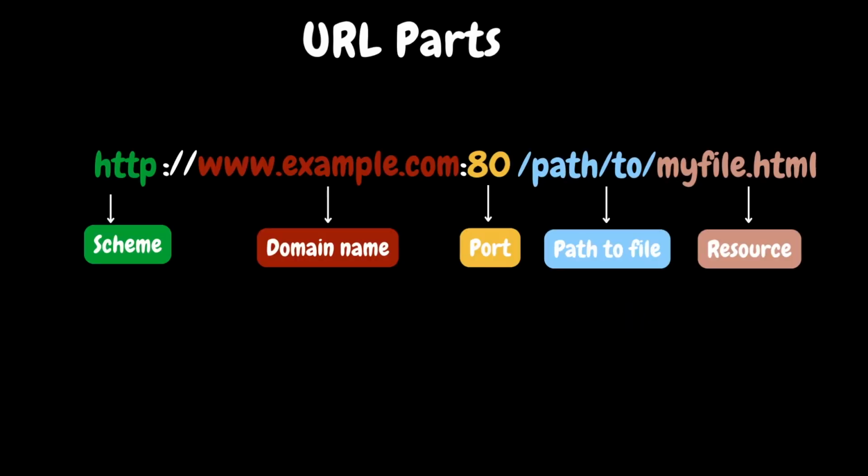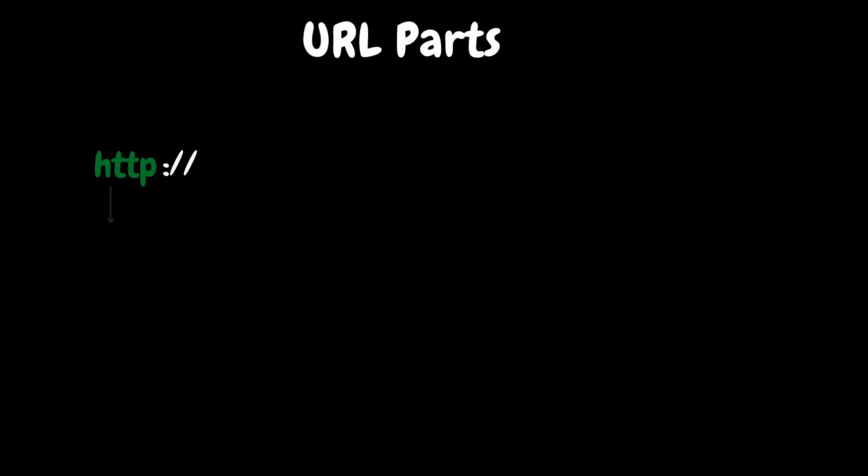Here is an example of a URL and its different components. The first component of the URL is the scheme, which indicates the protocol that the browser must use to request the resource. Usually browsers use the HTTP or HTTPS protocol for communication. Just to let you know, in some scenarios we may see schemes other than HTTP and HTTPS.